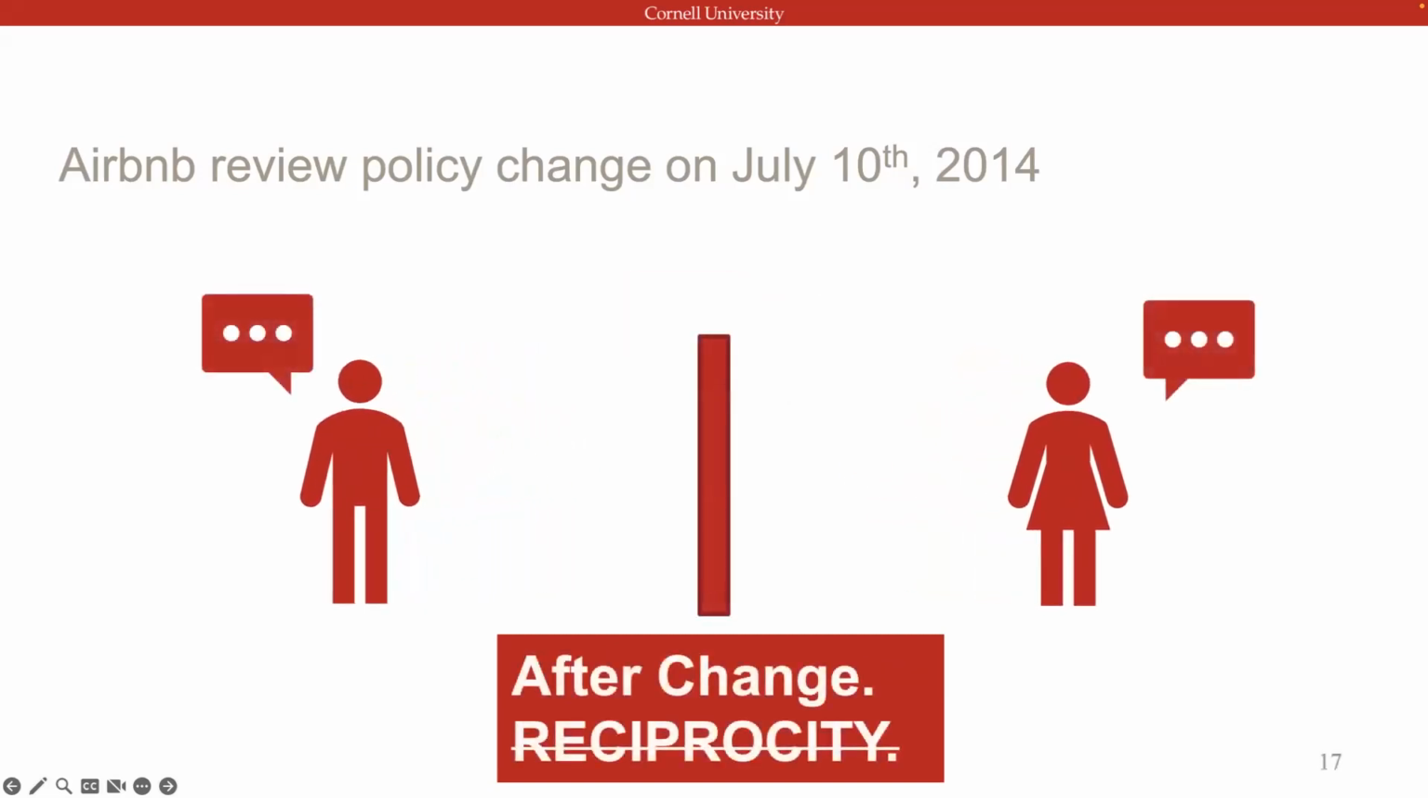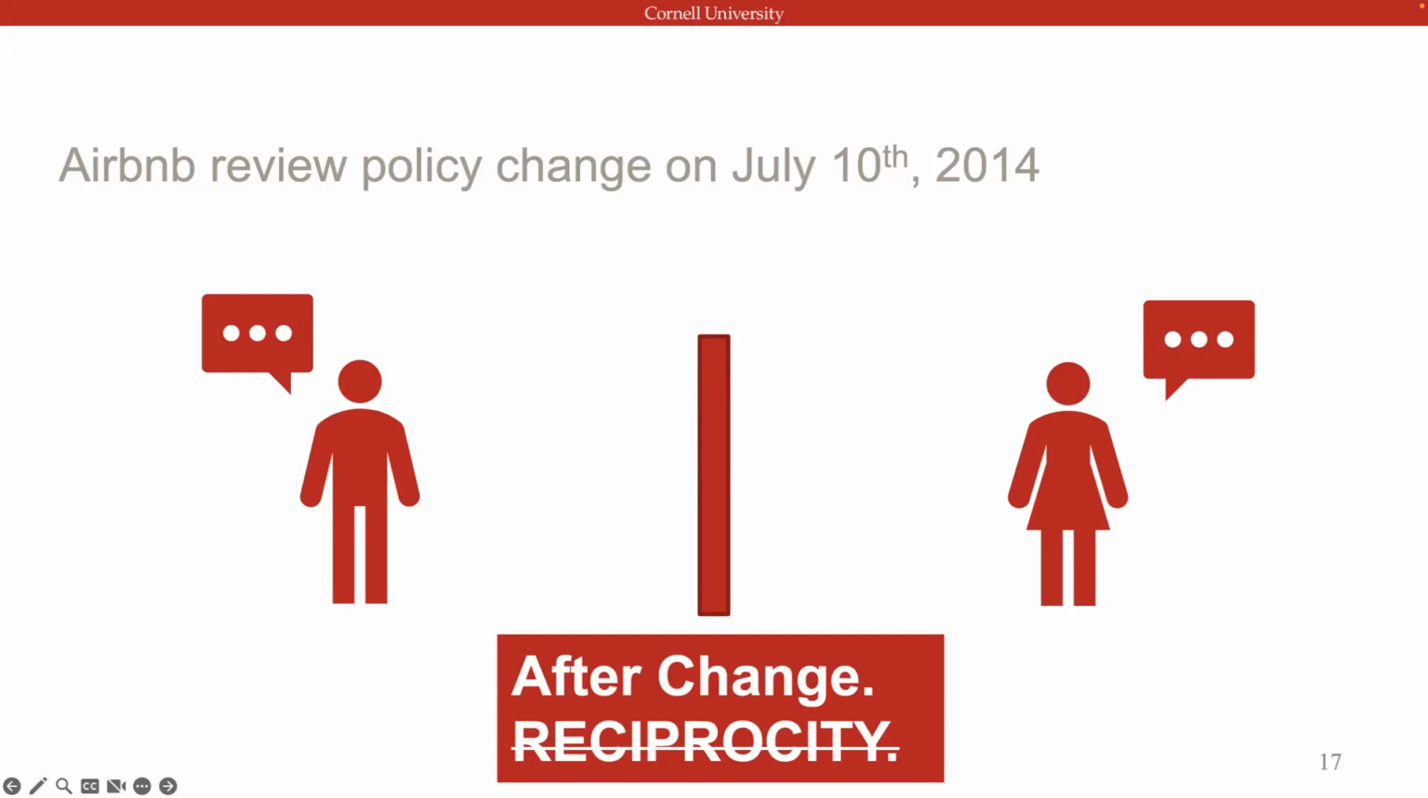But as you can probably guess, things changed on and after July the 10th, 2014. The policy implementation marked a turning point that altered how reviews were shared and seen and read by different parties. Specifically, after the policy change, users would not see the others' reviews until they had posted their own reviews or until a substantial waiting period had passed, which is, I think, 14 days after the stay.